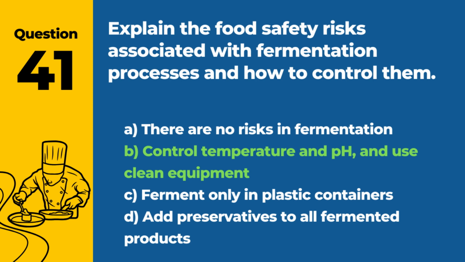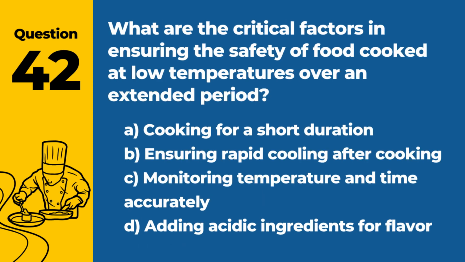Answer: B. Control temperature and pH and use clean equipment. The food safety risks in fermentation include uncontrolled microbial growth. These risks can be managed by controlling the fermentation temperature and pH levels and using clean, sanitized equipment. Question 42. What are the critical factors in ensuring the safety of food cooked at low temperatures over an extended period? A. Cooking for a short duration. B. Ensuring rapid cooling after cooking. C. Monitoring temperature and time accurately. D. Adding acidic ingredients for flavor.